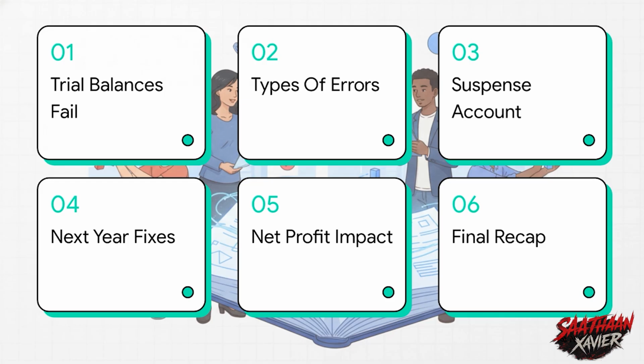Here is our investigative roadmap for today. 1. When trial balances fail. 2. 4 types of accounting errors. 3. Enter the suspense account. 4. Fixing errors next year. 5. Impact on net profit. And 6. Final recap and exam tips.